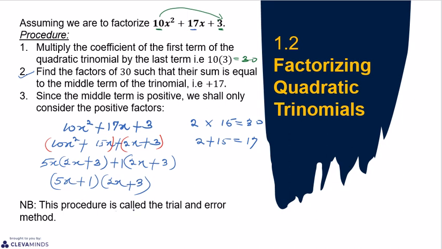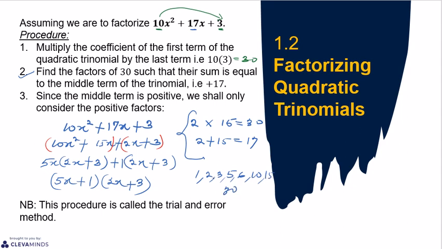Do you understand? So the procedure is called the trial and error method. In this method we are able to get the factors of 30, 2 and 15, because 1 is a factor of 30, 2 is a factor of 30, 3 is a factor of 30, 5 is a factor of 30, and 6 is a factor of 30. We also have 10, and 15, and 30 itself.